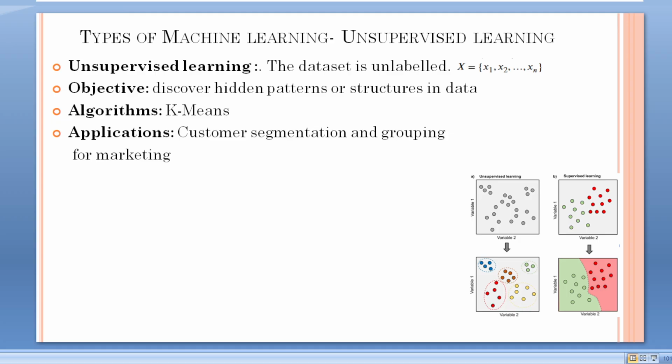The objective of unsupervised learning is to discover hidden patterns or structure in data, to find anomalies if there are any, and to perform dimensionality reduction, clustering, density estimation, etc. The various algorithms used for unsupervised learning are k-means algorithm, hierarchical clustering algorithm, DBSCAN, principal component analysis, and Apriori algorithm. Applications include customer segmentation, grouping for marketing, anomaly and fraud detection, recommendation systems, exploratory data analysis, etc.